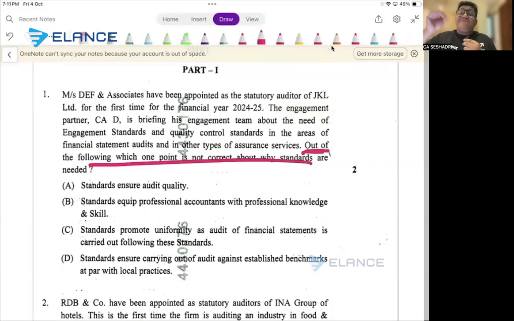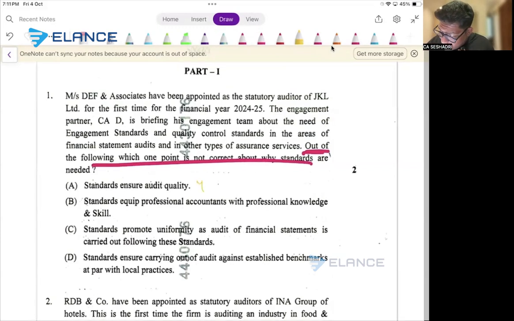Need of standards. What is meant by standard or the need of the standard? Benefits of standards. So first one, standards ensure audit quality. Of course, yes. Second one, standards equip professional accountants with professional knowledge and skill. Yes. Third, which is the option that is not right? Standards promote uniformity. Of course, yes.